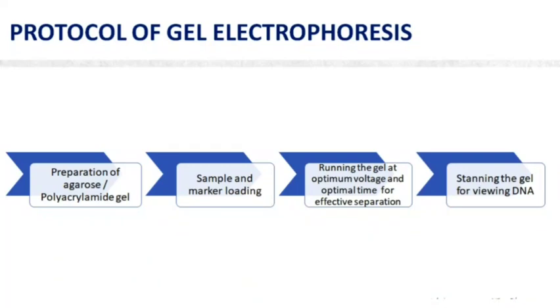The protocol of gel electrophoresis. We have four steps. Firstly, prepare the agarose or polyacrylamide gel. Secondly, loading of the sample. Thirdly, running the gel at the optimum voltage and the optimum time for effective separation. And the last step is staining the gel for viewing DNA.